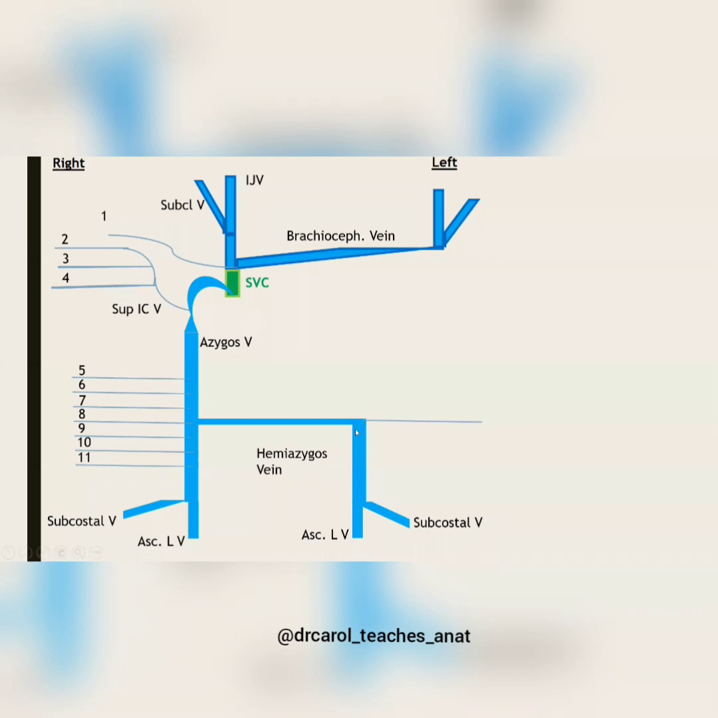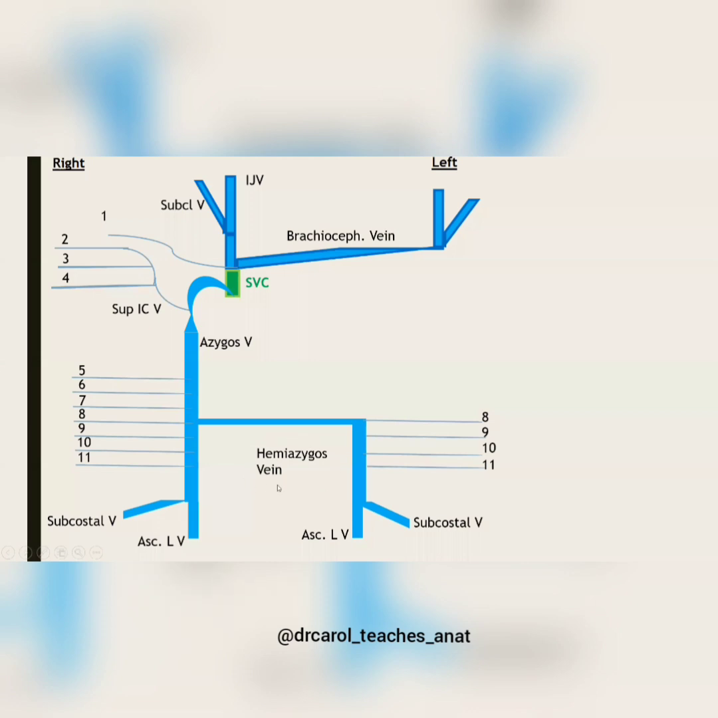So since it's at the level of T8, the posterior intercostal veins which drain into the hemiazygos vein are the posterior intercostal veins numbered from 8 to 11 on the left side. So please remember these numbers. Posterior intercostal vein 8 to 11. That's about the hemiazygos vein.